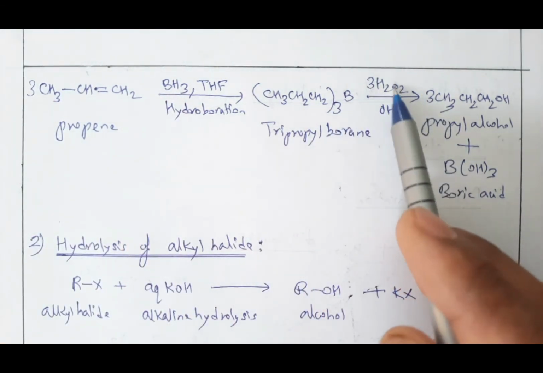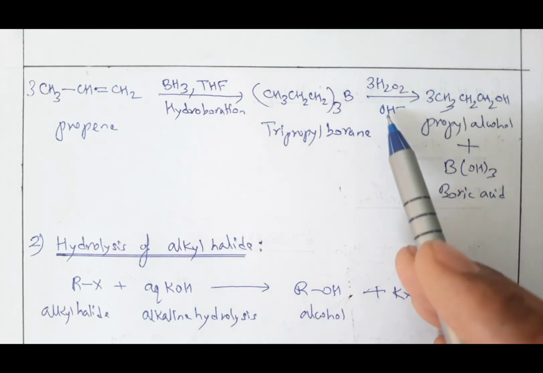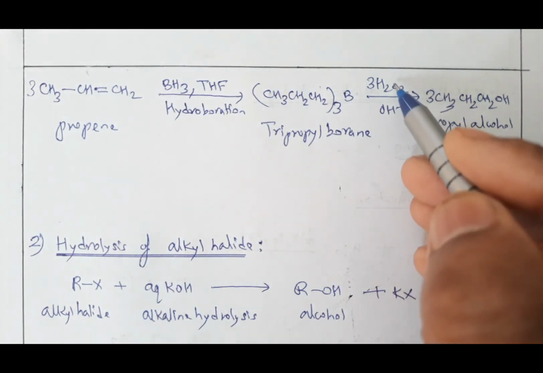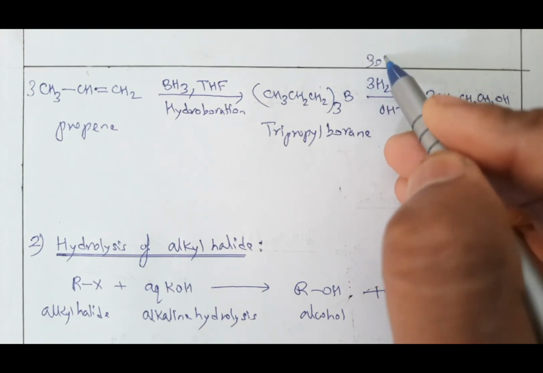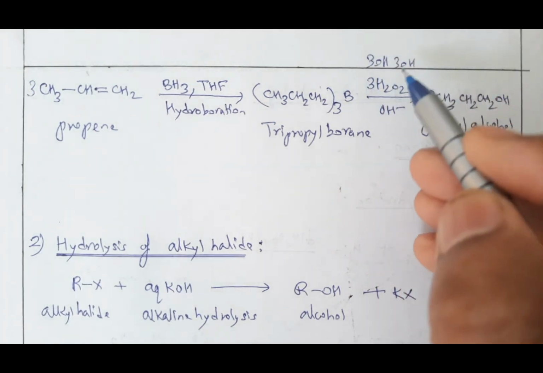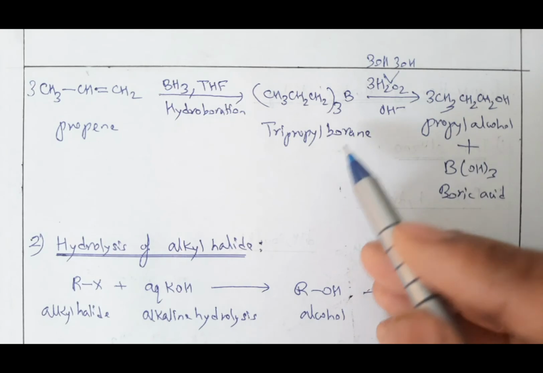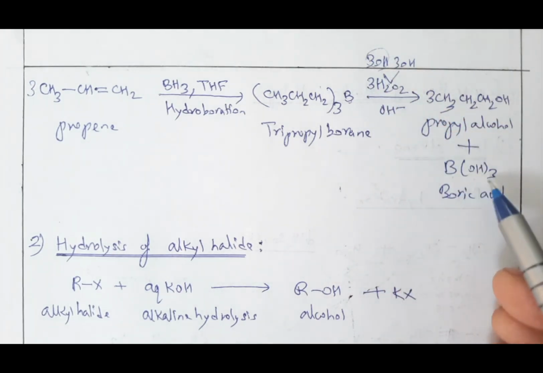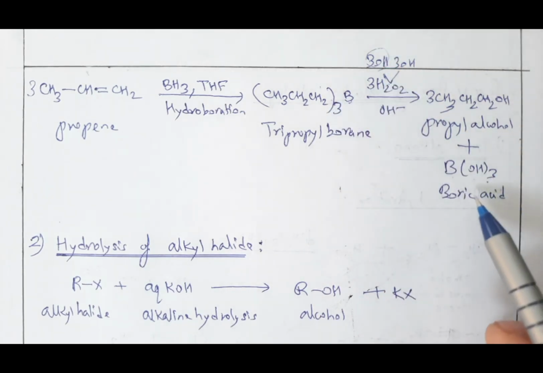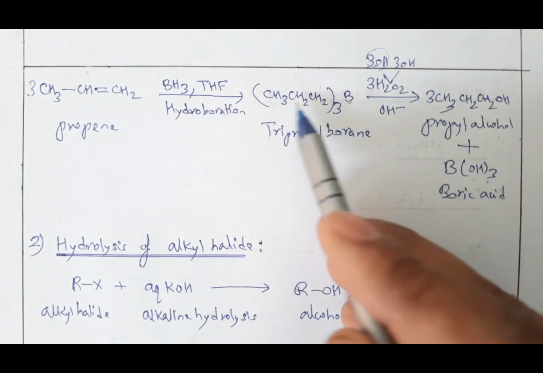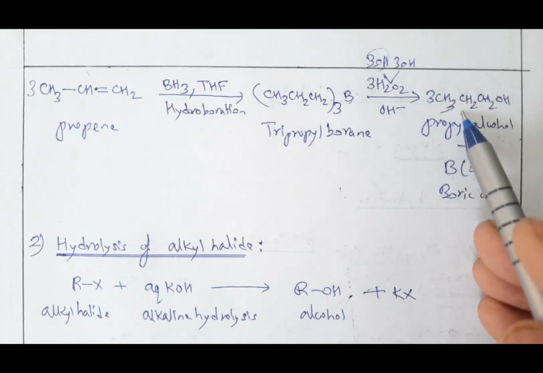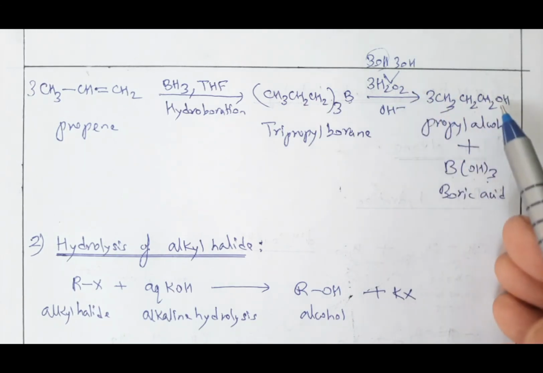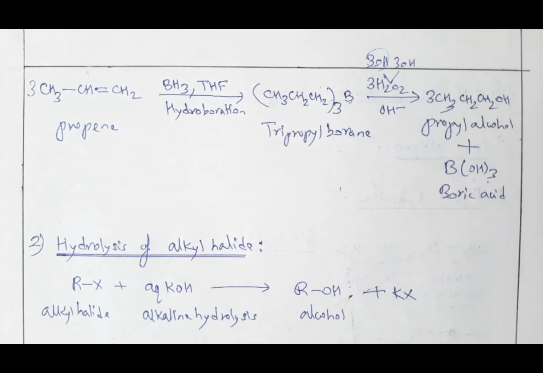Now when you do hydrolysis with hydrogen peroxide in alkaline medium, you know that this hydrogen peroxide can be written as 3OH and 3OH, as I said earlier. It can be broken down in this way, in which this B will take this 3OH to form B(OH)3, and that is called boric acid. Then these 3 CH3CH2CH2 will take the remaining 3OH, and you get CH3CH2CH2OH, which is propyl alcohol. So this is the preparation through hydroboration-oxidation reaction.